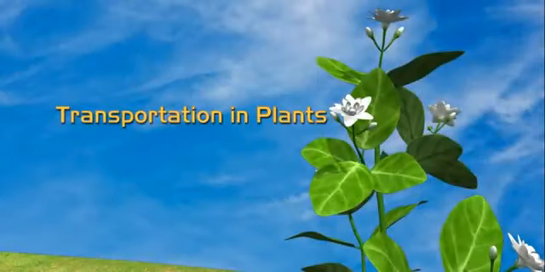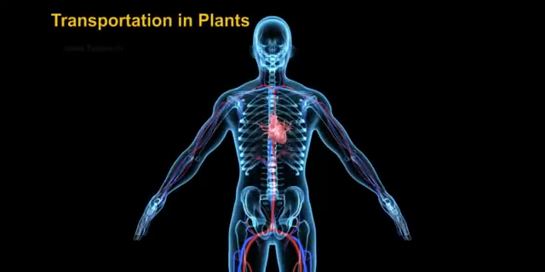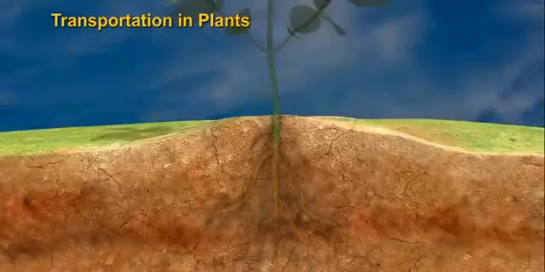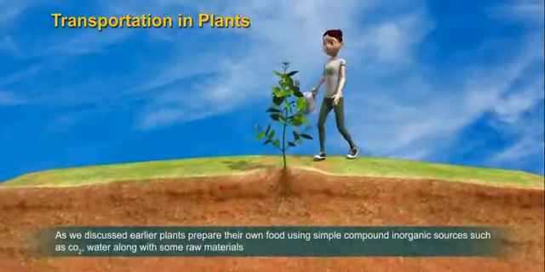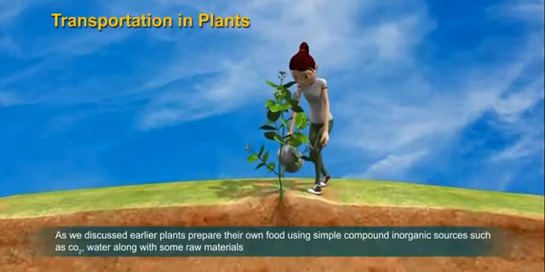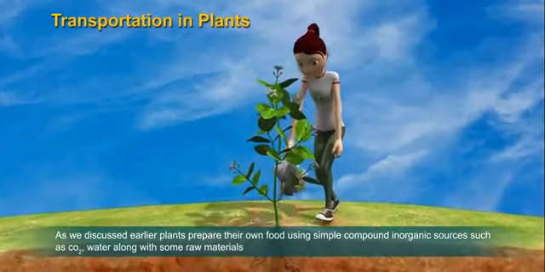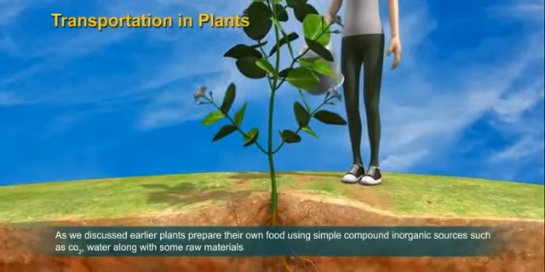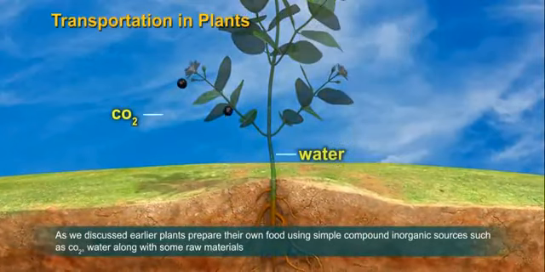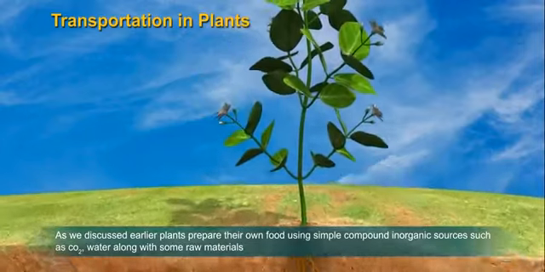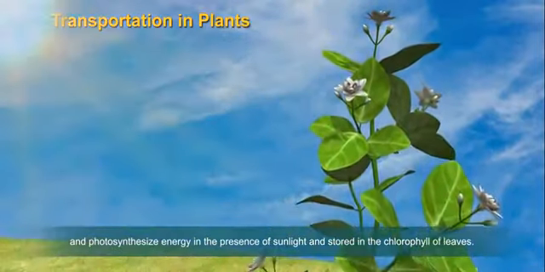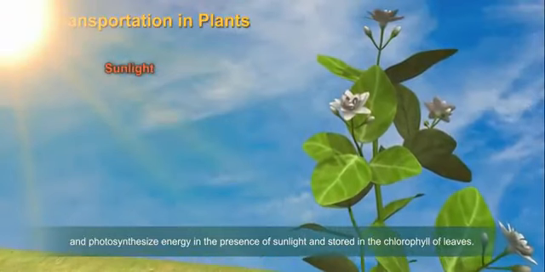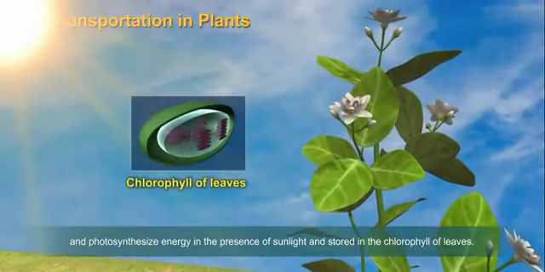Transportation in plants. In the previous section, we have learnt about transportation in human beings. Now, let us learn transportation in plants. As we have discussed earlier, plants prepare their own food using simple inorganic compounds such as CO2, water, along with some raw materials, and photosynthesize energy in the presence of sunlight, stored in the chlorophyll of leaves.